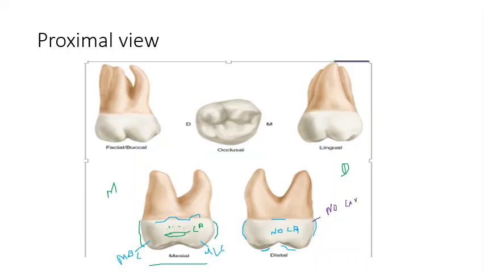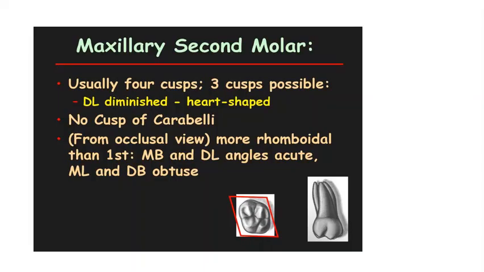Okay, this was all about the proximal aspects. It is a small tooth. Flattening. It is hard to write. Okay, so now we will move towards the occlusal view of the maxillary second molar. Now we go towards the occlusal morphology.